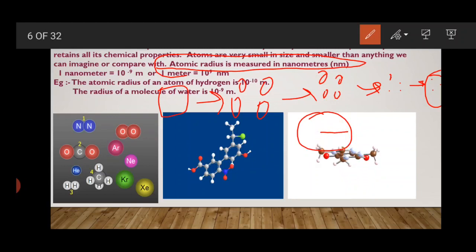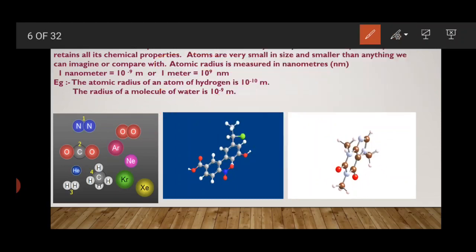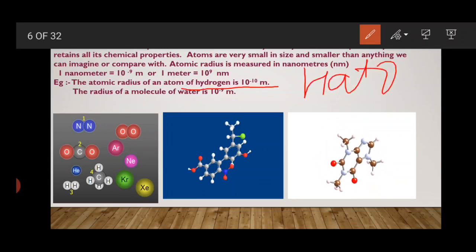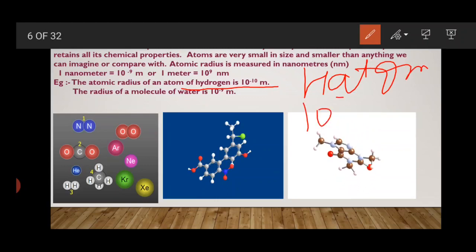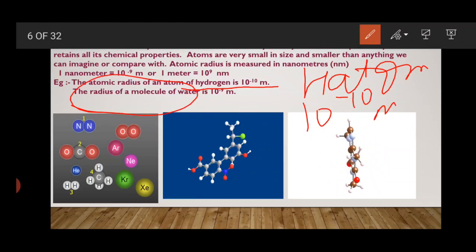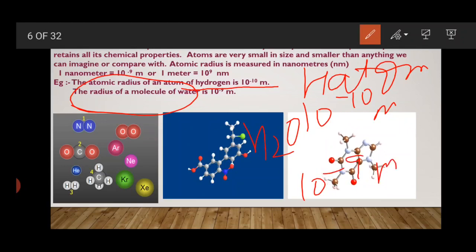Basically, for atomic radius, suppose the atom has a center, then half of the distance from the center to the periphery of that circle is known as atomic radius. Atomic radius is measured in nanometers. 1 nanometer is 10 to the power minus 9 meter, or 1 meter is equal to 10 to the power 9 nanometer. For example, the atomic radius of a hydrogen atom is 10 to the power minus 10 meter.